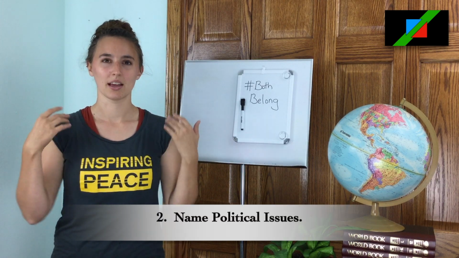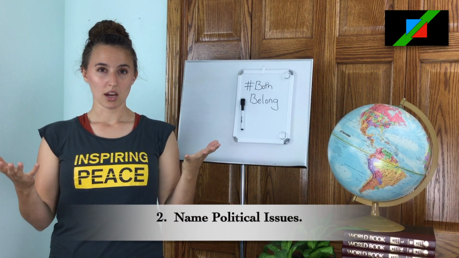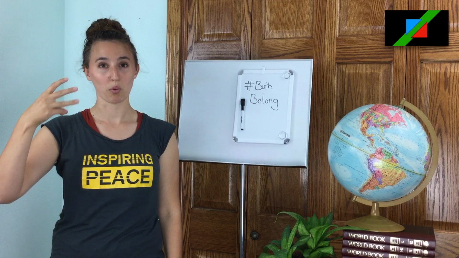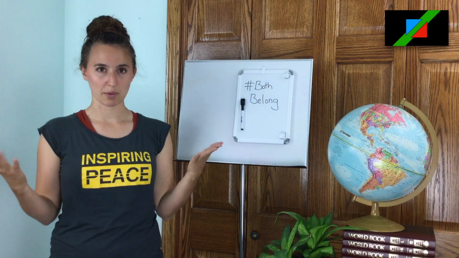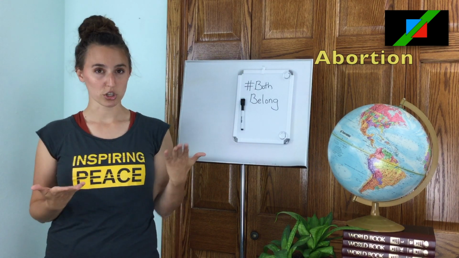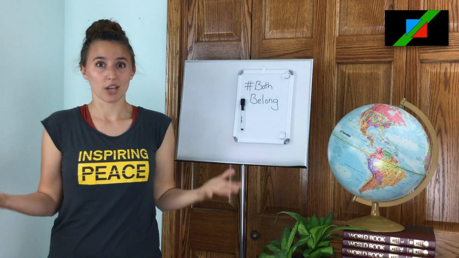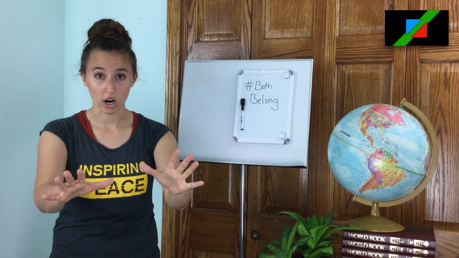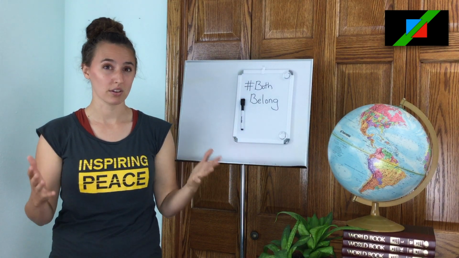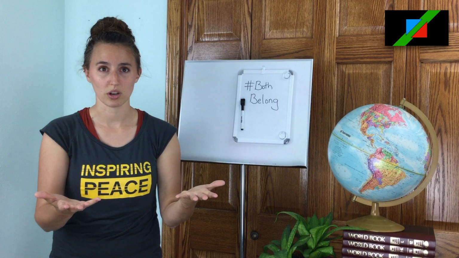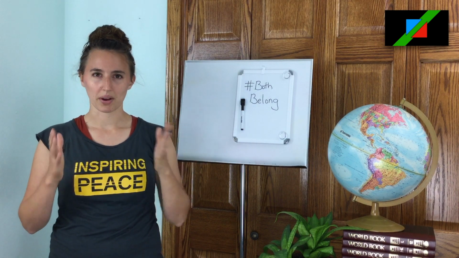Step 2. Name some political issues that really concern you. So name your three most important political issues. For example, maybe you care strongly about abortion. Maybe you are very against abortion and you're actually alive today because someone didn't have one. Or maybe you are very strongly in favor of legal access to abortion and you've actually had an abortion. I don't know your story, but I am sure that you have a story.